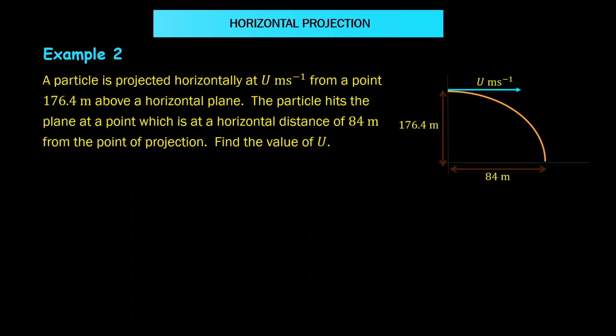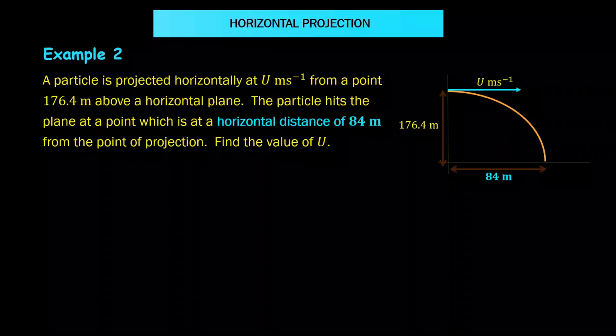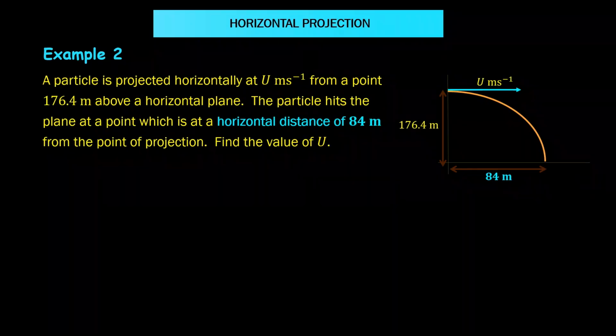So here's our diagram. Here we have u, the velocity of the particle as it's projected horizontally. Here we have the distance above the horizontal plane, 176.4 meters, and the horizontal distance here of 84 meters from the point of projection when it lands.